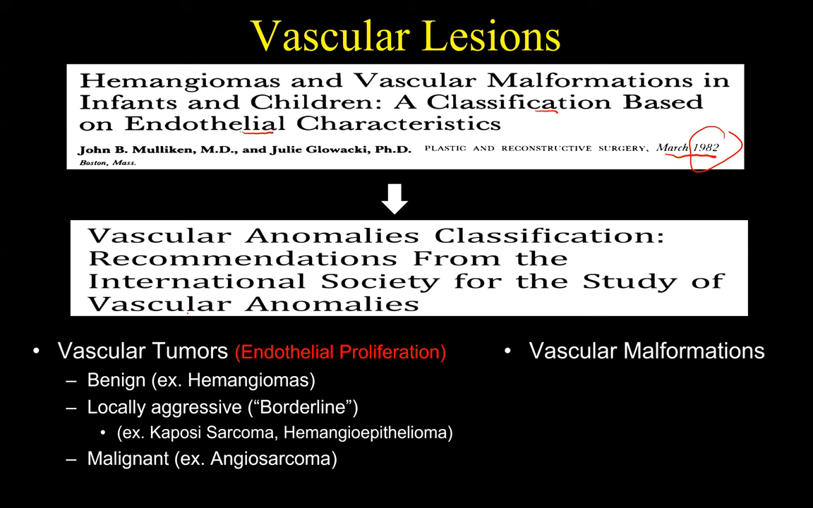They broke these lesions down into vascular tumors. Vascular tumors are characterized by endothelial proliferation. When you look at the turnover, these are actively turning over lesions. You can have benign lesions like hemangiomas. You can have locally aggressive lesions, and these include things like Kaposi sarcomas and hemangioendotheliomas. Kaposi sarcoma is actually considered part of the ISSVA. And this is where it gets a little confusing, because if you look at the WHO classification, things like Kaposi sarcoma and even angiosarcomas are in both the vascular anomaly classification and the WHO. So it gets a little confusing there, but we'll go over all of that, and you'll see how it makes sense. So that is vascular tumors, and you have to have endothelial proliferation.